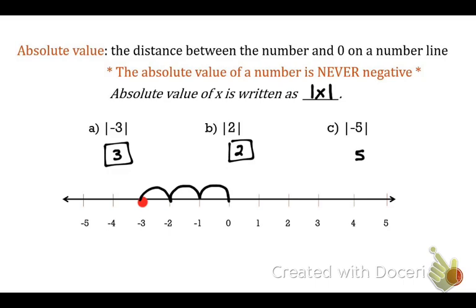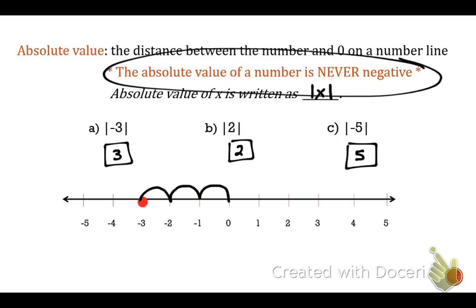5. So can I ever have a negative absolute value? No. Once again, right here, it says the absolute value of a number is never negative. So basically, all you're doing is you're going to take the number that's right here, drop it down, but without the negative sign. Does that make sense? So it's just asking you how far away or what the distance is between the number and 0 on a number line.